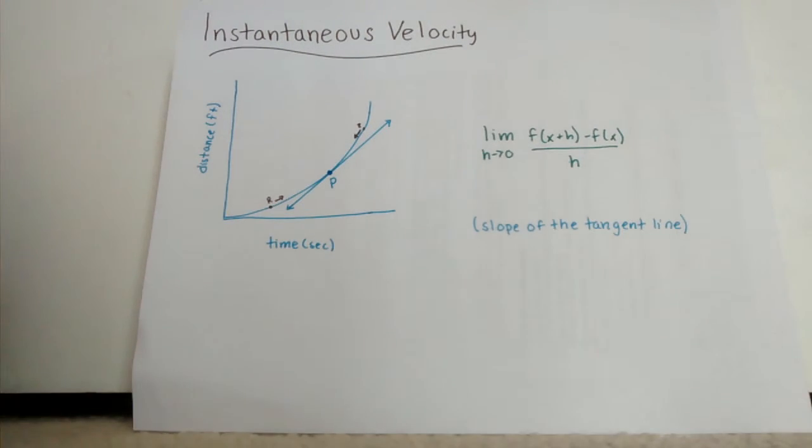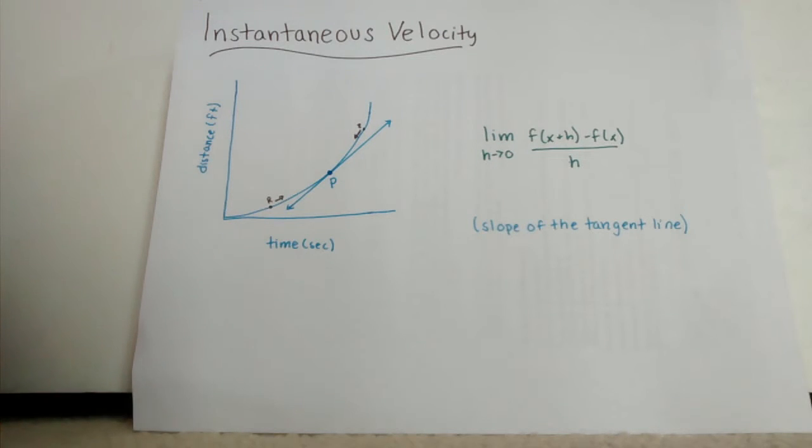So for instantaneous velocity, however, we are trying to find the velocity at one point instead of between 2 points. This means we cannot use the slope equation. Since we are trying to find the slope of the curve at one point, p, this is equal to the derivative of the function at point p. This means we can use the definition of a derivative or the limit definition to find the instantaneous velocity.